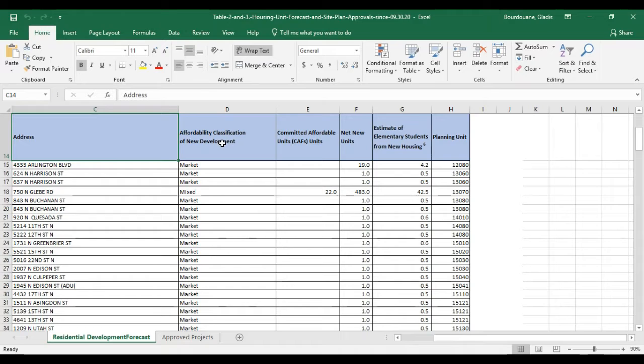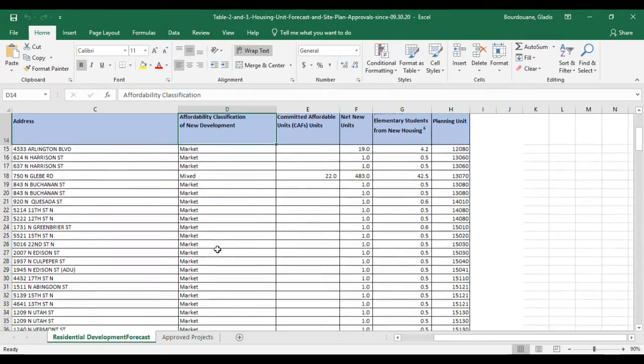And so the next field in column D is the affordability classification of new development. When you see something called market rate, that means the building is not receiving any affordability subsidy, or the tenants are not receiving any subsidy in terms of the rent that they pay. In some cases, we will call a building mixed income, and those are instances where the building is a mixture of market rate, again, no subsidy to those tenants, and other cases where there are tenants that receive subsidies or below market rents.